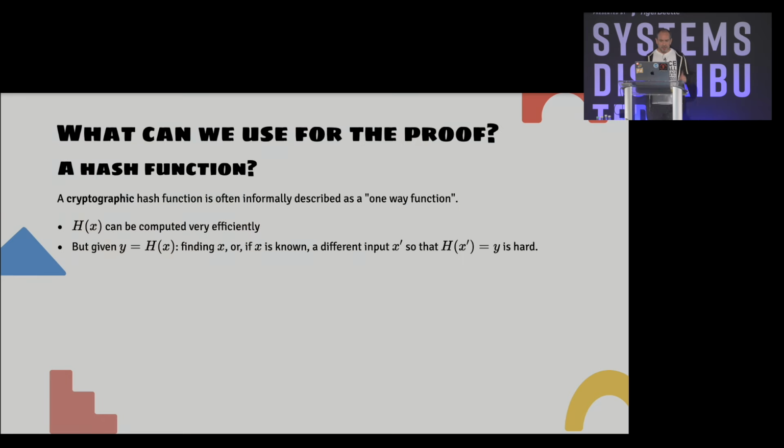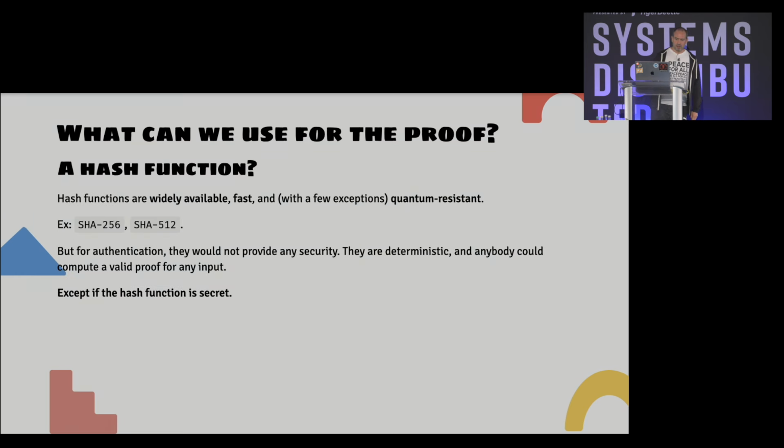But hey, wait. What can we use for the proof, for example? A hash function? So I guess all of you know what a hash function is. But a cryptographic hash function is often described as a one-way function. It's very efficient to compute. However, given the output, finding a valid input is assumed to be hard or impractical. But wait, if we use that, this is not going to be super useful.